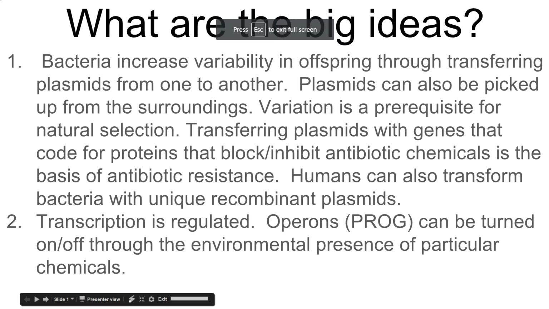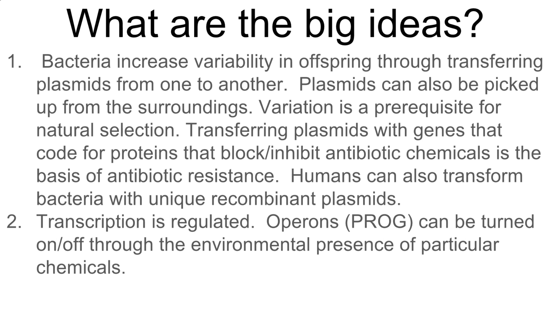All right, so this little screencast is going to be on bacterial transformation, and it ties into this lab where we're trying to make bacteria grow. So, first big idea: bacteria increase variability in offspring through transferring plasmids from one to another. There are other ways that we'll talk about, especially through mutations, that bacteria can have variation.